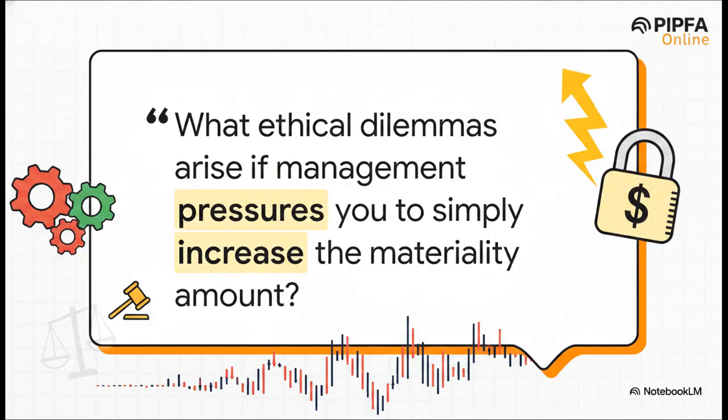We saw that one of those options was to just increase the materiality amount. So consider this. What kind of ethical mess do you find yourself in if management, who is desperate for a clean audit report, starts pressuring you to just pick that option, instead of actually investigating and correcting the errors? It's a question that takes this whole technical process straight into the heart of what it means to be an auditor with integrity.